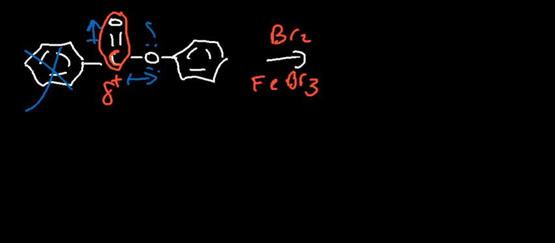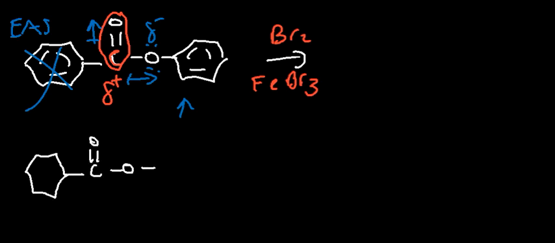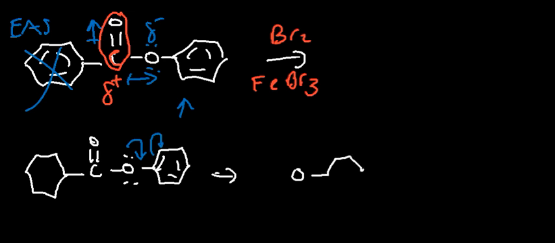This oxygen has a lone pair, and it's partially negative. So it makes the ring more nucleophilic towards electrophilic aromatic substitution. So this is the ring in which bromine is going to go on. Now keep in mind, I'm just going to draw the resonance structures. This ring is activated because the oxygen can donate electron density to it. As you can see, it can put a negative charge on that carbon. And this ring is deactivated because the carbonyl removes electron density away from that ring.